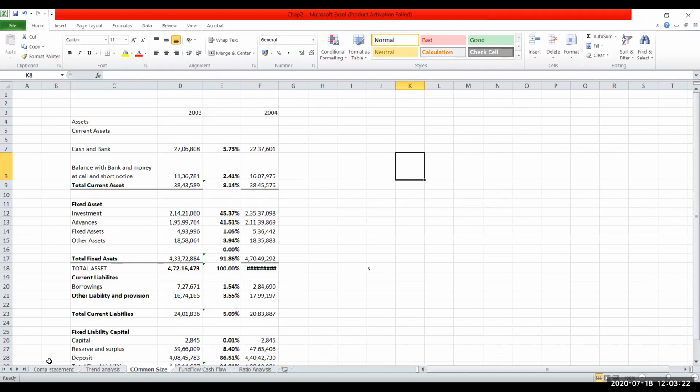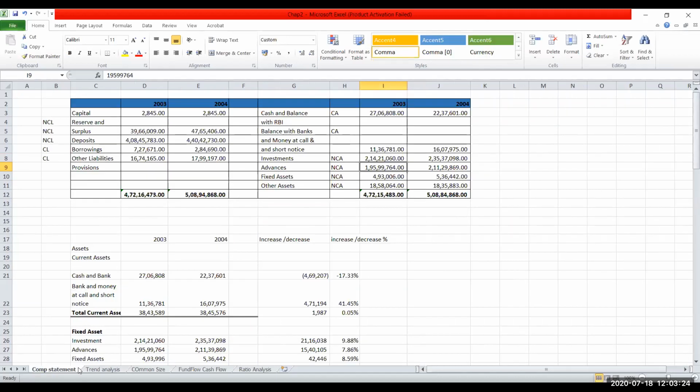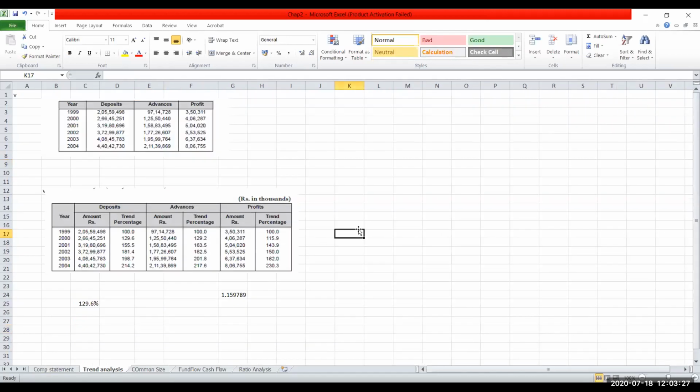Sir, I didn't get how you are concluding that trend analysis is fine. I'm not able to get it. See, in trend analysis, what I'm doing is I'm seeing year on year. That's what I'm telling, we cannot conclude everything because we don't have the complete data of the particular bank.